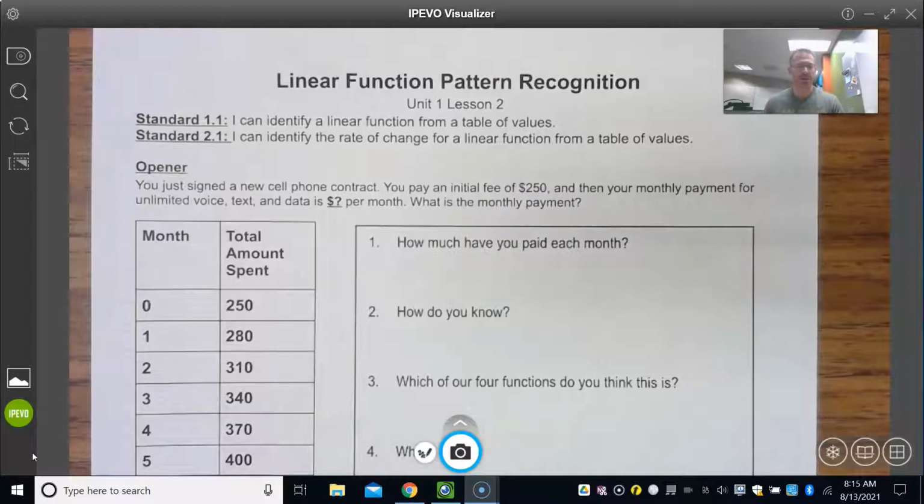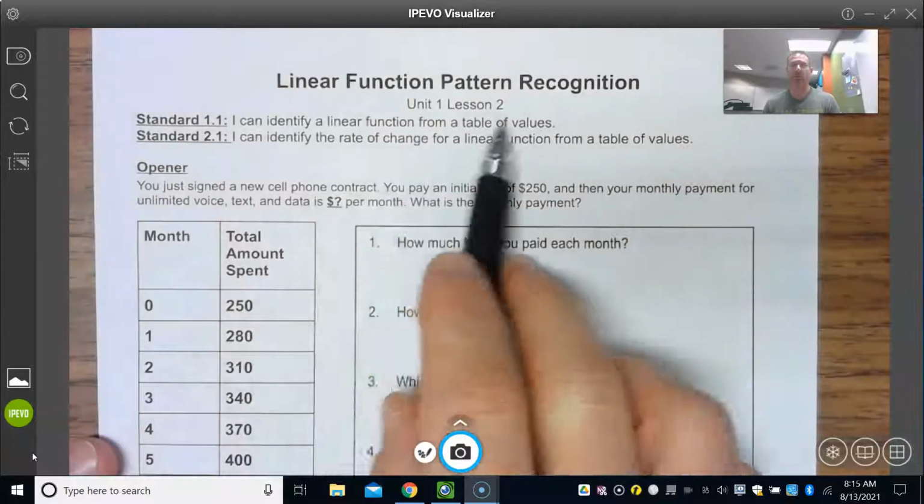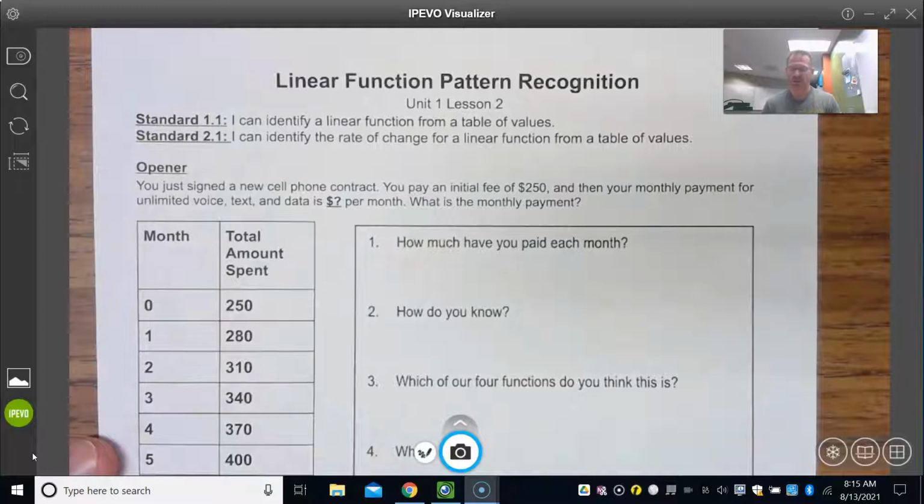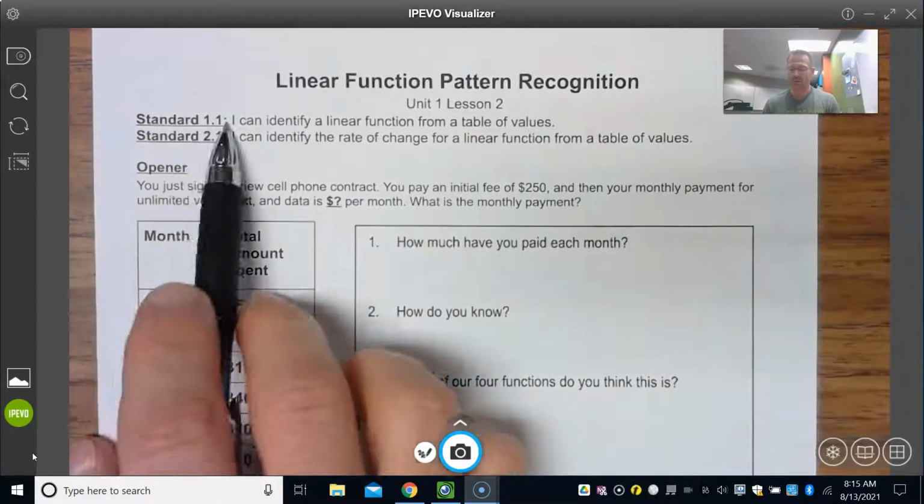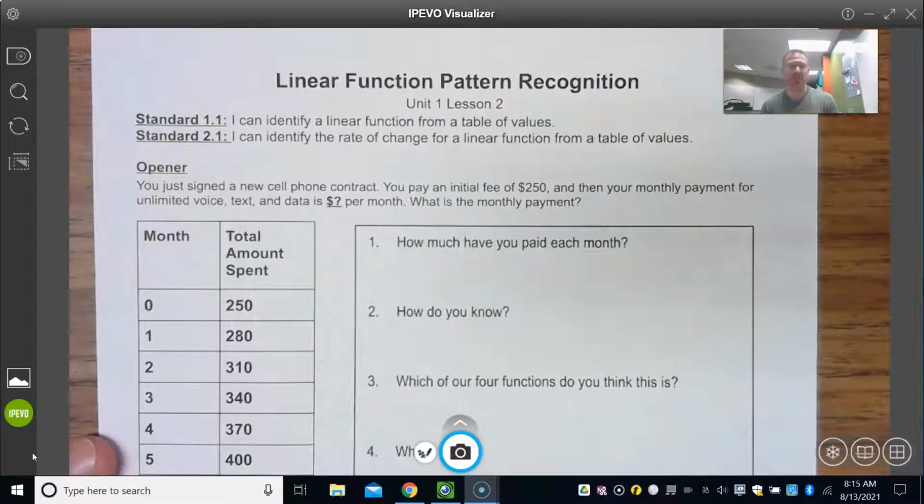All right, so this is going to be the first video that you guys see for the year. We're starting off with Unit 1, Lesson 2. You can see this covers two of our first standards. Standard 1.1: I can identify a linear function from a table of values. And standard 2.1: I can identify the rate of change for a linear function from a table of values.